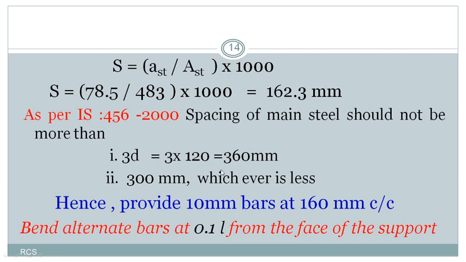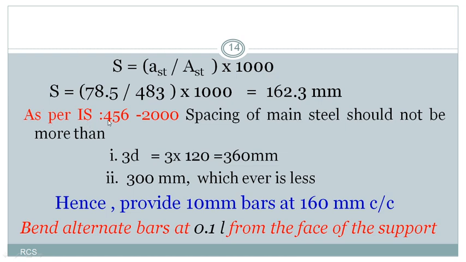Now substitute the small Ast value and capital Ast value, then we'll get the spacing to be provided. So S equal to small Ast by capital Ast, whole multiplied by 1000. Small Ast equal to 78.5 by capital Ast equal to 483, whole multiplied by 1000, then we'll get 162.3 mm. But this is the obtained value. Whether this obtained value is fulfilling our criteria or not, that we have to check.